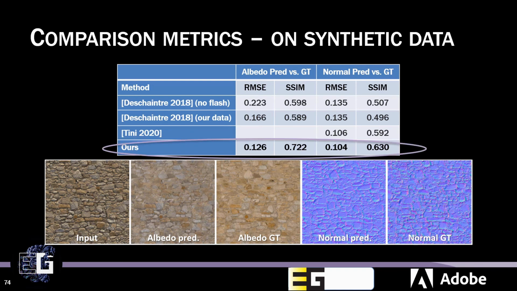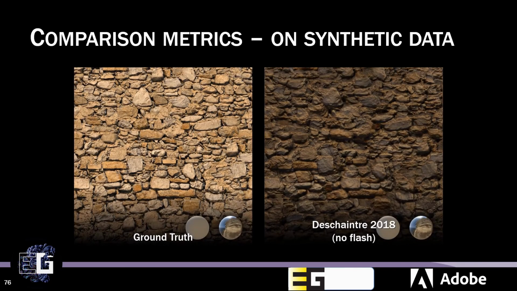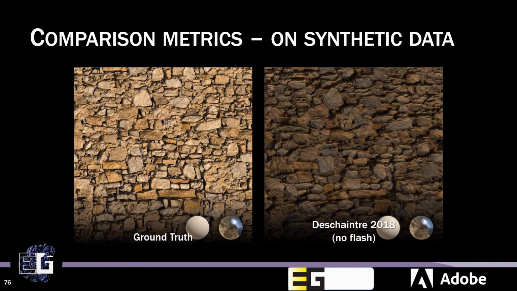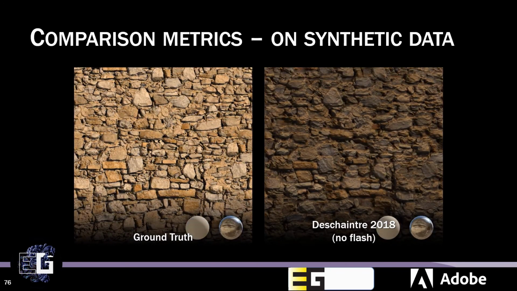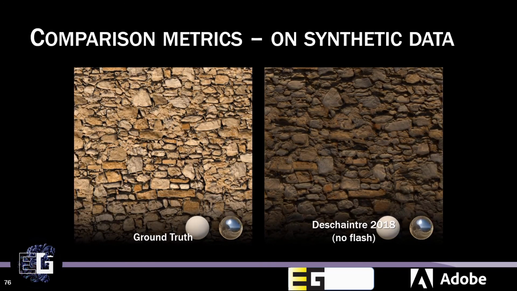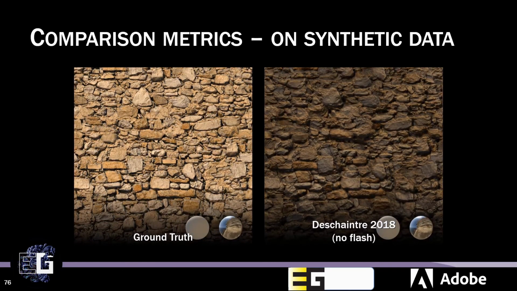We can see that for both root mean square error and structural similarity metrics, our method performs best on albedo and normal maps, and produces results that are closer to the ground truth maps. Below is presented an example of the synthetic data used for this comparison. On the same sample, we show a render of the resulting SVBRDF. Here we compare Deschamps 2018 to the ground truth. We observe a darker result and a geometry not very similar to the ground truth.